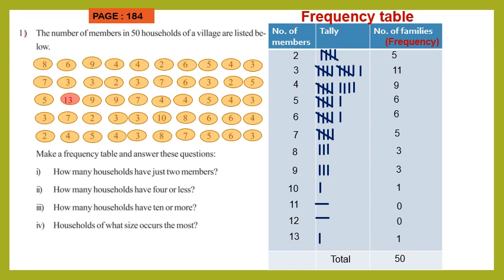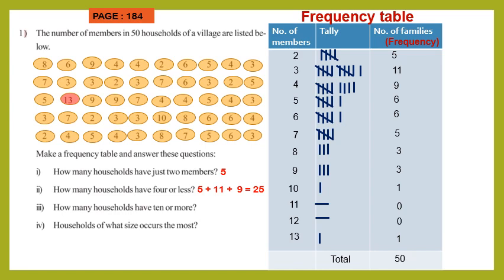Now let us answer the questions given. First question is, how many households have just 2 members? Yes, our answer is 5. Second question, how many households have 4 or less? For this, we have to add households that have 4 members, 3 members and 2 members. We get 5 plus 11 plus 9, which is equal to 25.